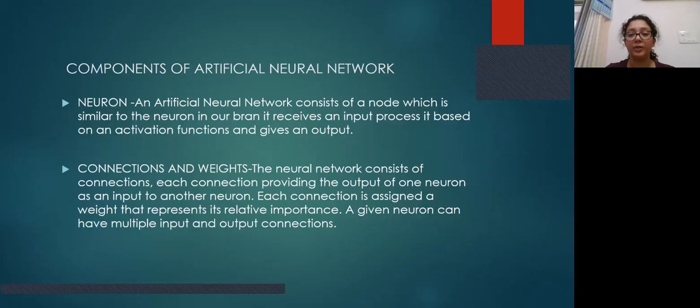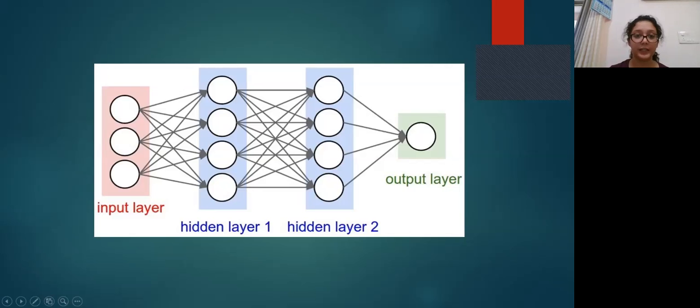So what are the components of the artificial neural network? First is the neuron. A neuron is nothing but the node which receives the data from the input layer, or which receives the data from the process of the previous layer. Here, like this is a node. It gets the input from the previous layer. So here, the input will be the output of this node.